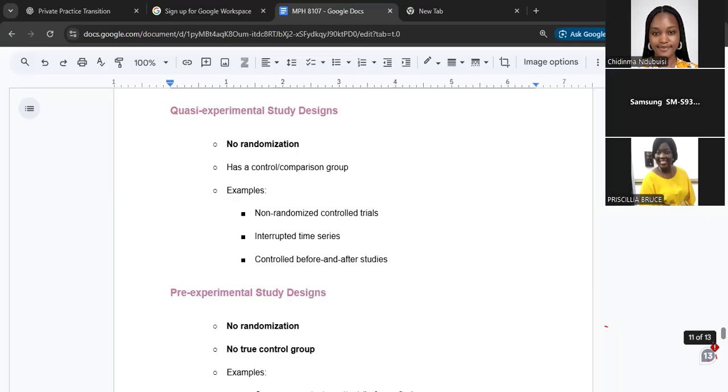Now in quasi-experiment, note that there is no randomization. It is not in our power. We are not the ones telling the community that you must implement because I want to carry out a study. No, we can't randomize in quasi-experimental.